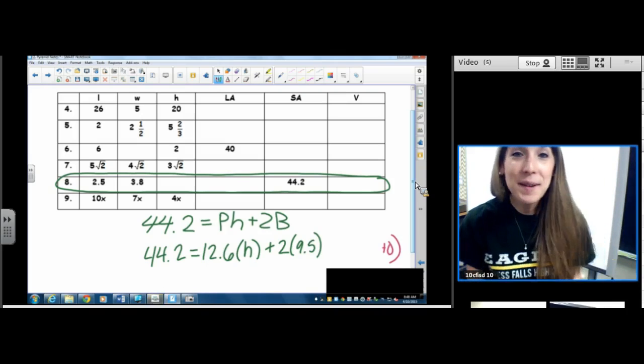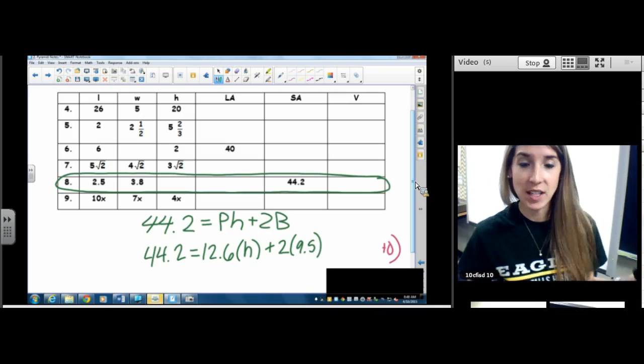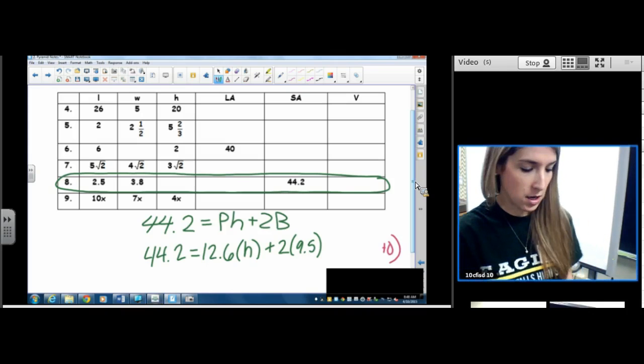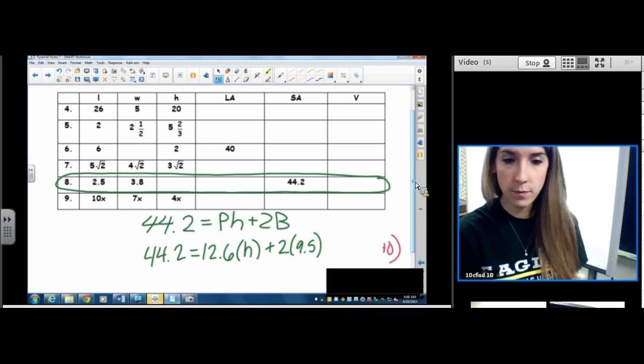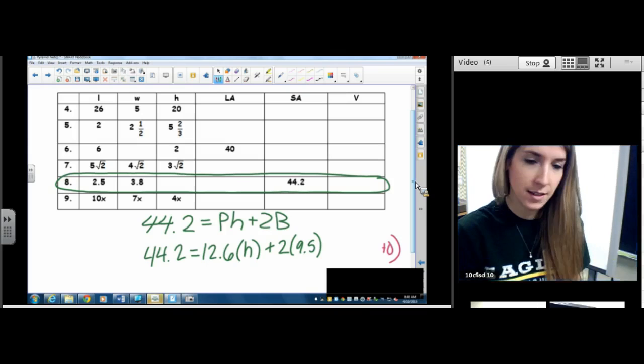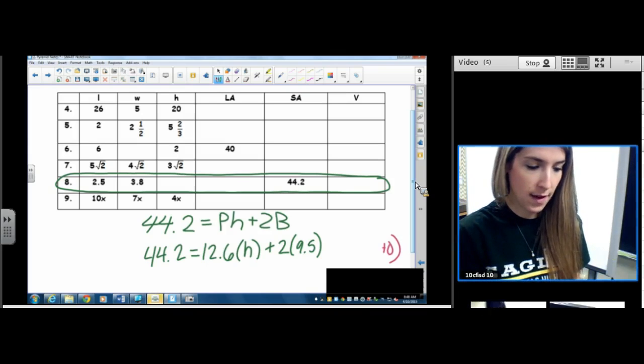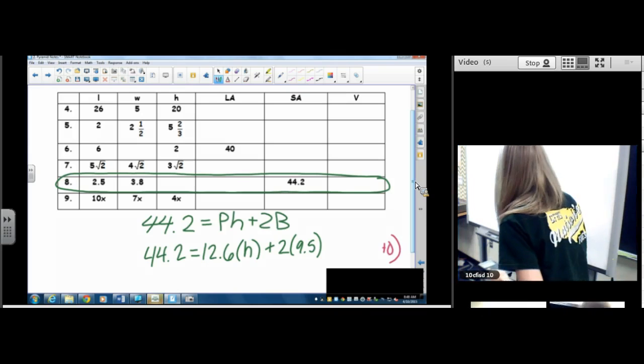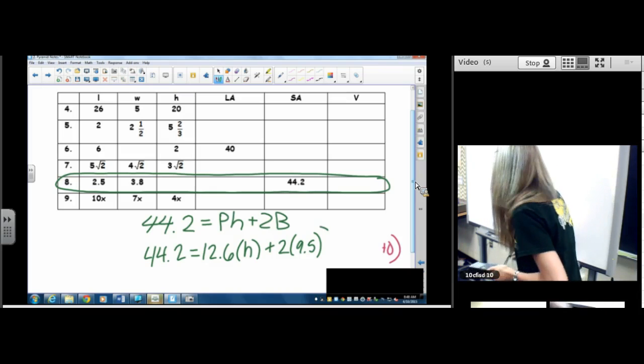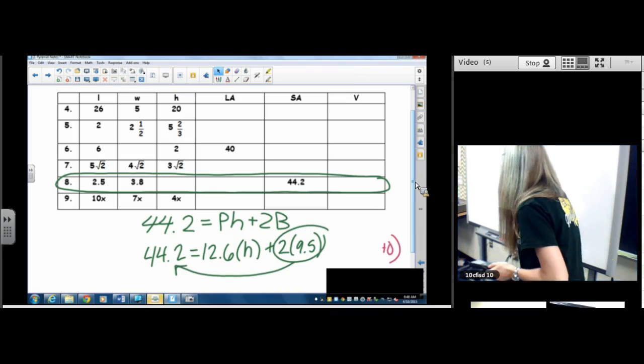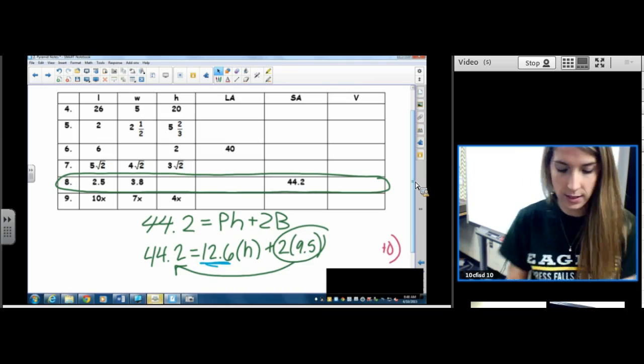Now we're back to algebra. We need to isolate h. We need to solve for h. So we're going to do 44.2 minus 2 times 9.5. So I'm moving this guy over by subtracting. And then we're going to divide by 12.6.